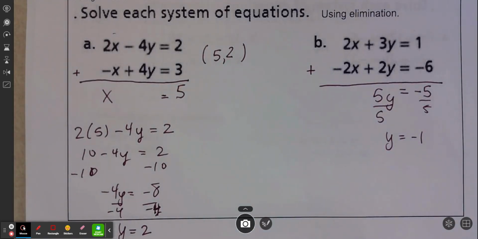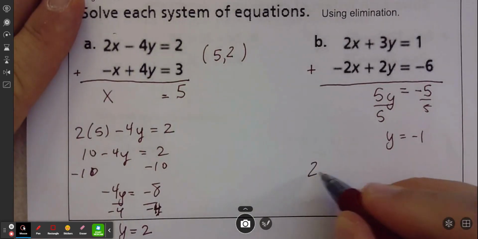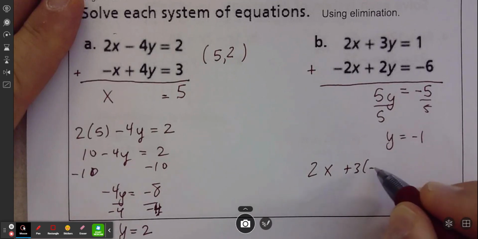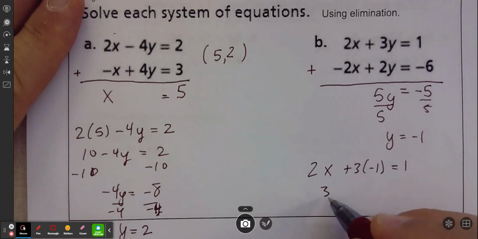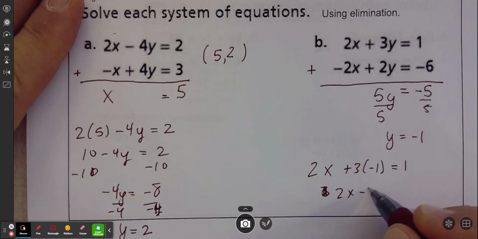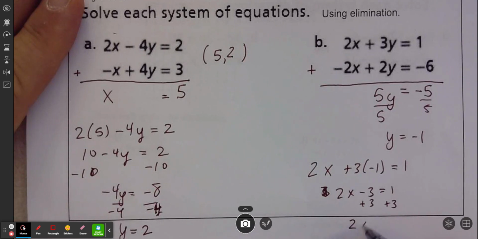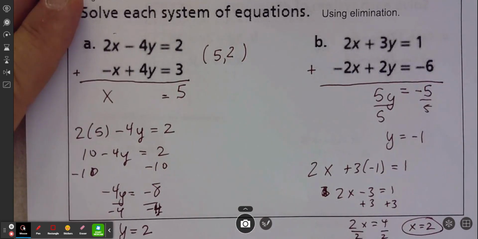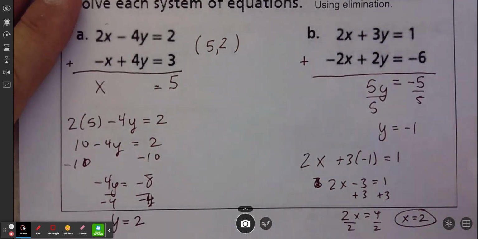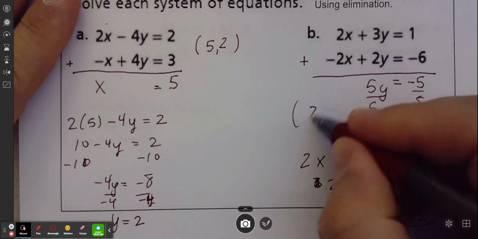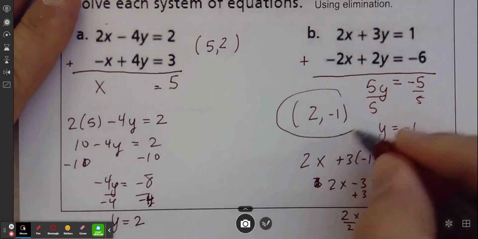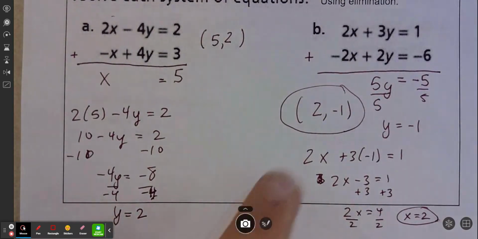We need an ordered pair. We're going to plug negative 1 back into either one. You like the top or the bottom? Top. 2x plus 3 times negative 1 equals 1. 2x minus 3 equals 1. So add 3 to both sides. 2x equals 4. Divide by 2. X equals 2. Oh, I don't like circling that because that's not the answer. The answer is 2 comma negative 1. Again, I could check if I throw this into Desmos, or I could plug those numbers in for x and y and just make sure that they work in both.